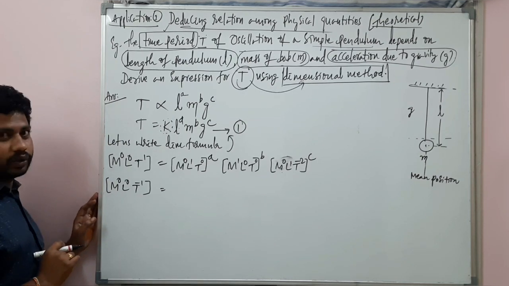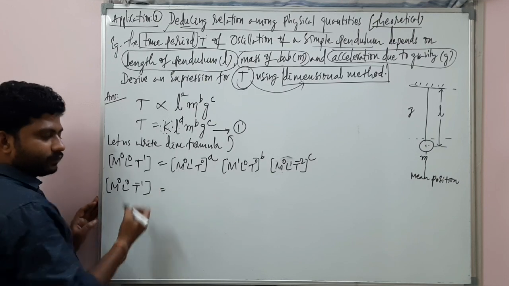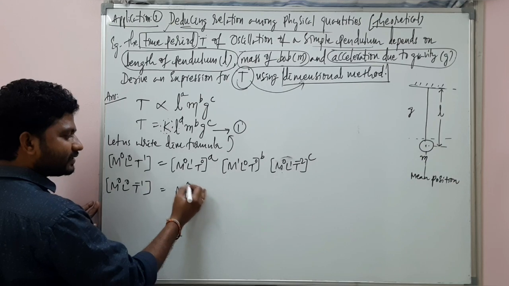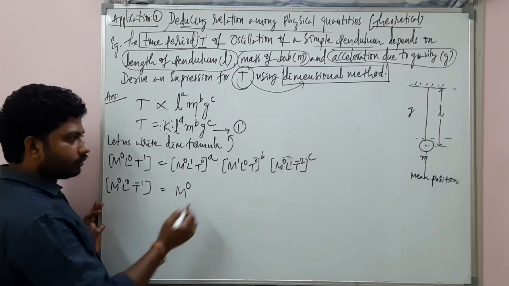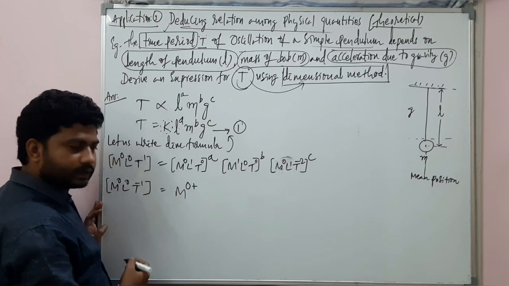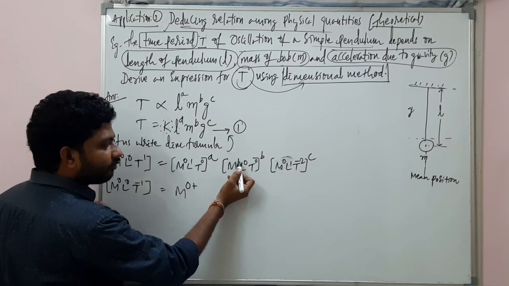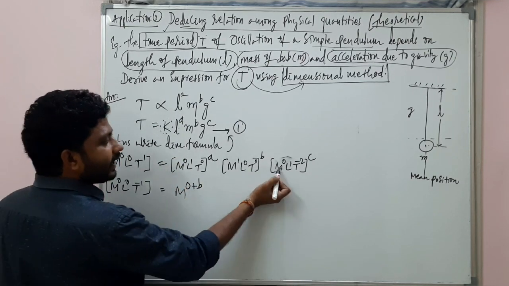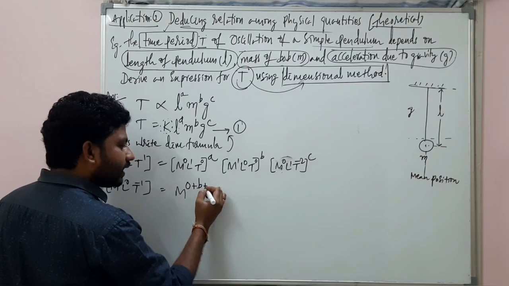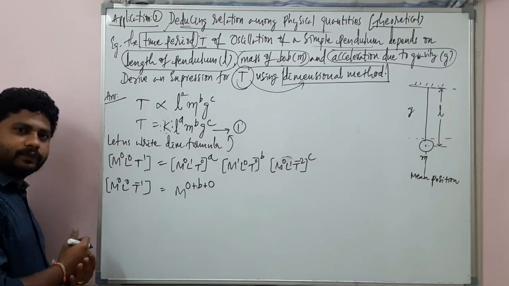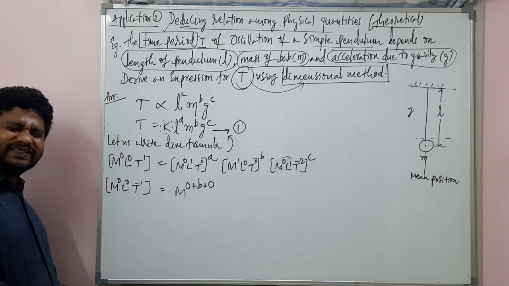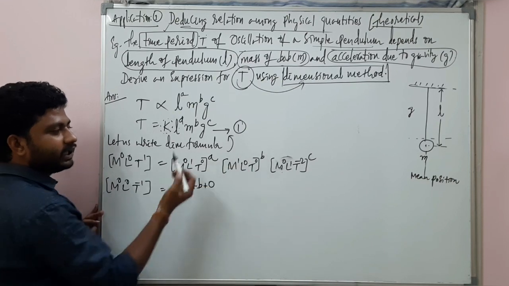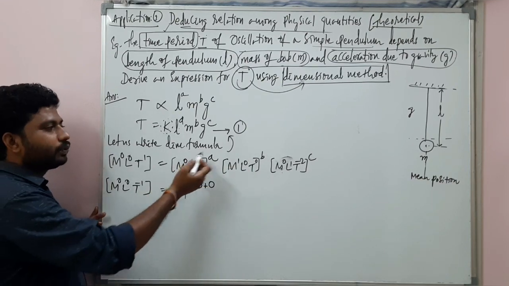So those are the things I'm going to write here. First, all the M's. M to the power 0 into A is 0, plus M to the power 1 into B, so that's M to the power B, plus M to the power 0 into C, so that is M to the power 0. You understand? My dear students, it is so simple. M to the power 0 into M to the power B, how much? M to the power 0 plus B.